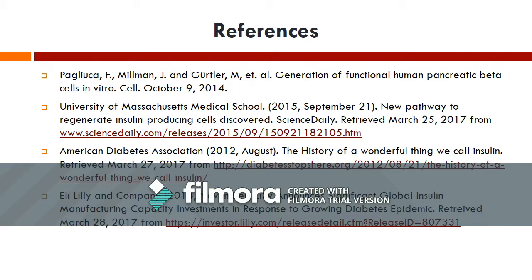This is the reference for almost all of the graphics. They are from the Eli Lilly and Company catalog. This company is one of the largest pharmaceutical companies that produce insulin.